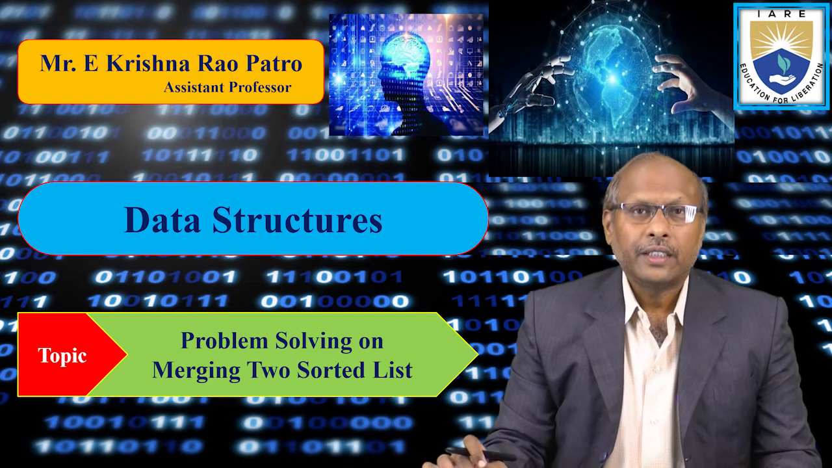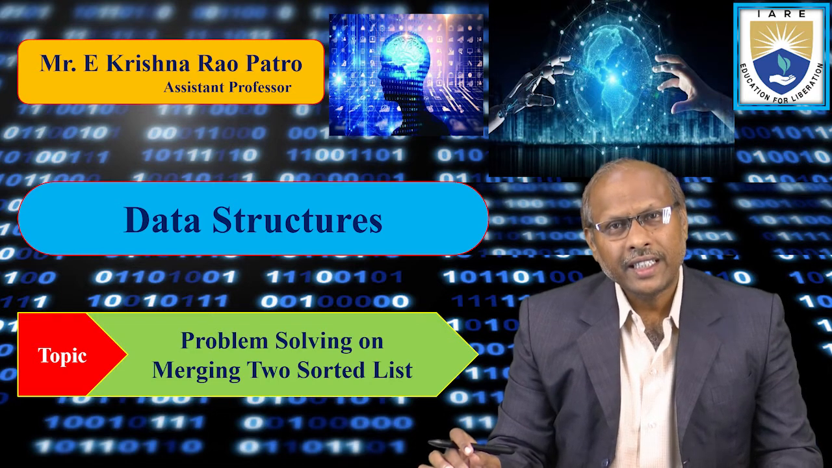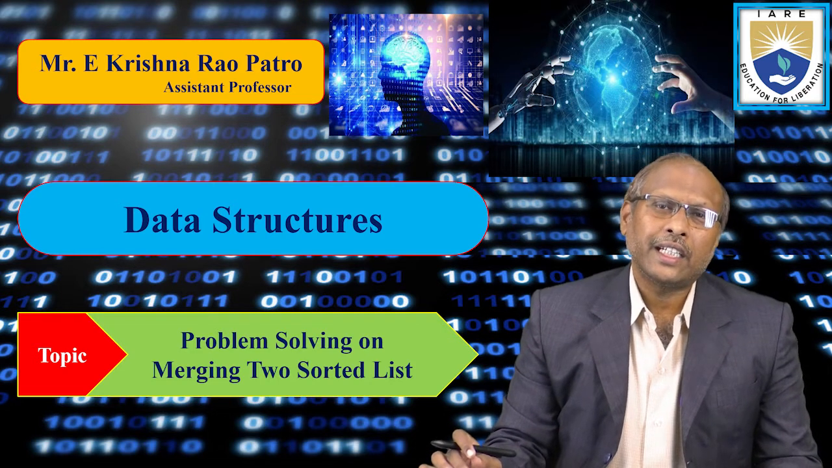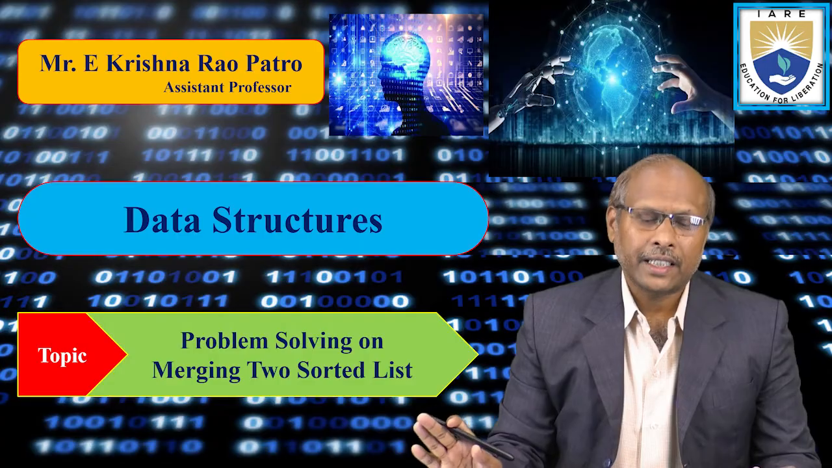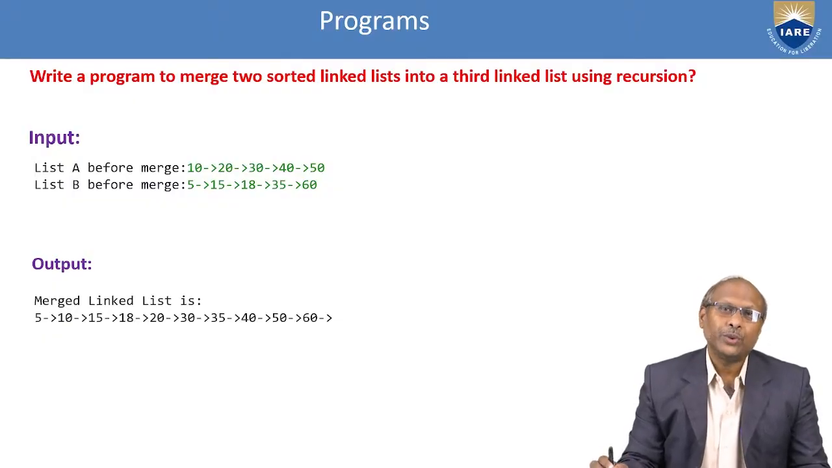That means you have to create two lists. And while creating the lists, you have to give the data in sorted order. That is the given condition. And after creating the two lists, you have to merge them into a single list.